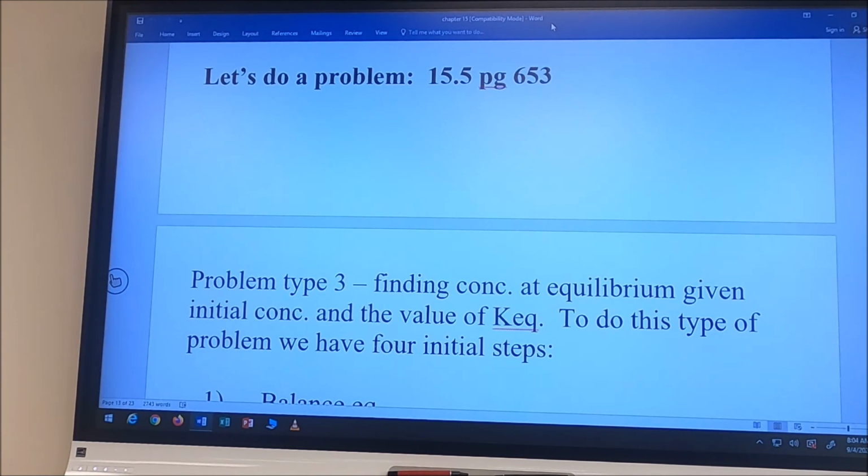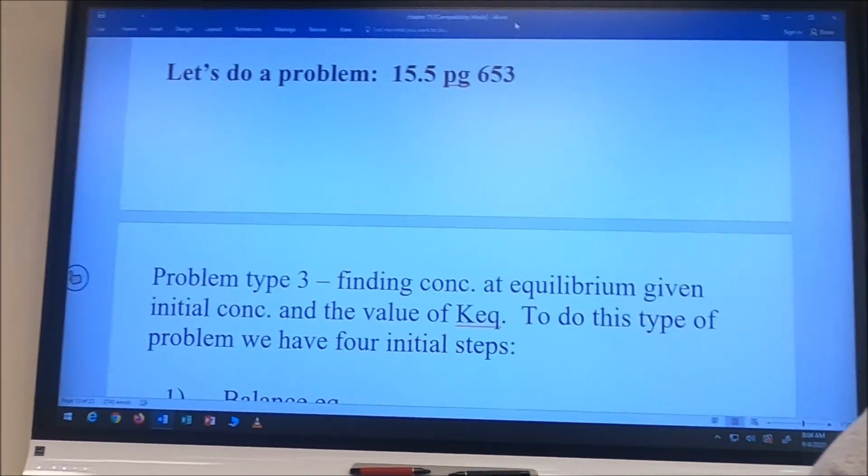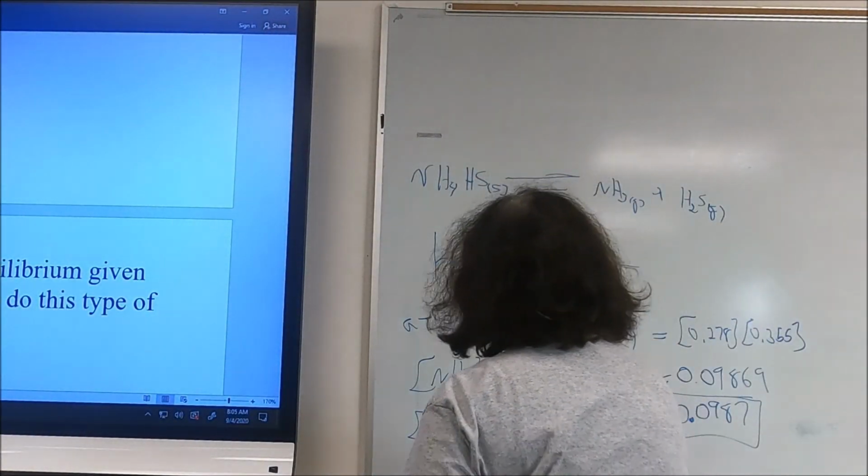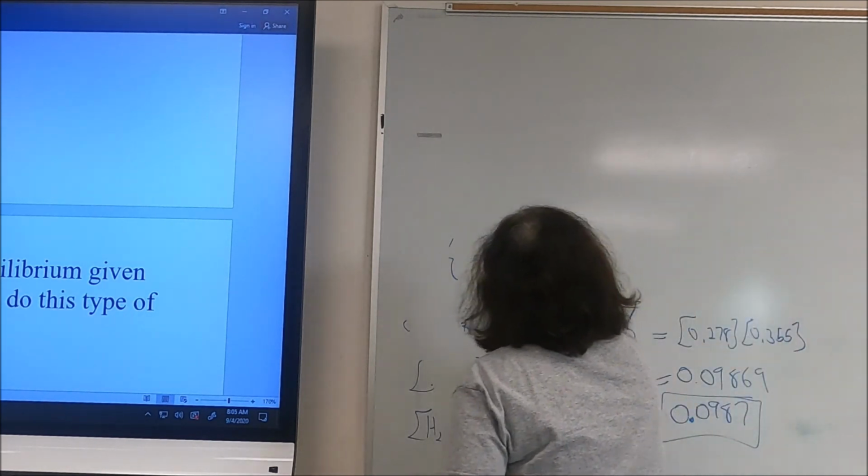653. Now, the problem reads: the reaction shown in 15.15 between carbon monoxide and hydrogen is carried out at a different temperature with initial concentrations of carbon monoxide of 0.27 molar and hydrogen at 0.49 molar. At equilibrium, the concentration of CH3OH is 0.11. Find the equilibrium constant at this temperature. Okay, let's build some stuff. All right, let's get the board clean here.